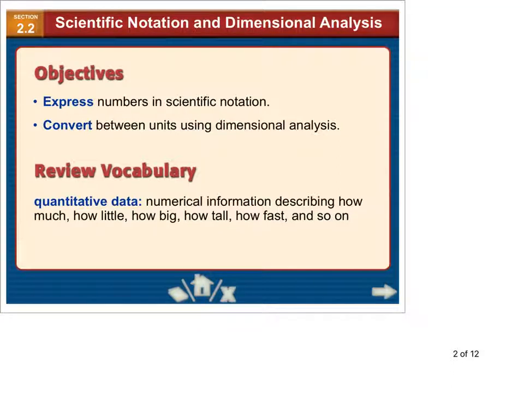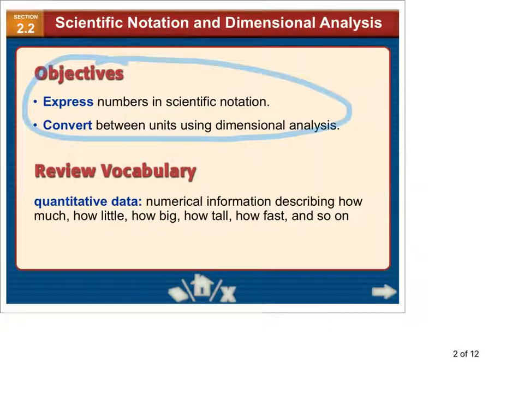Today, notes for section 2.2, scientific notation and dimensional analysis. Your objectives: when you complete this section, you should be able to express numbers in scientific notation, and you should be able to convert between units. Two big things we're going to do in this section. With your Hummer notes, you've already done some of this. Just add anything else you need. Everything can be used on a quiz.